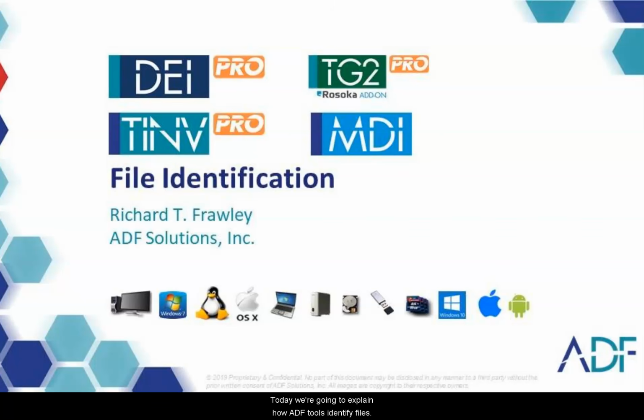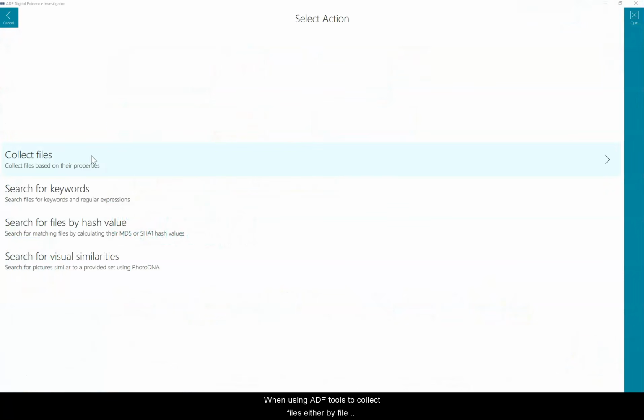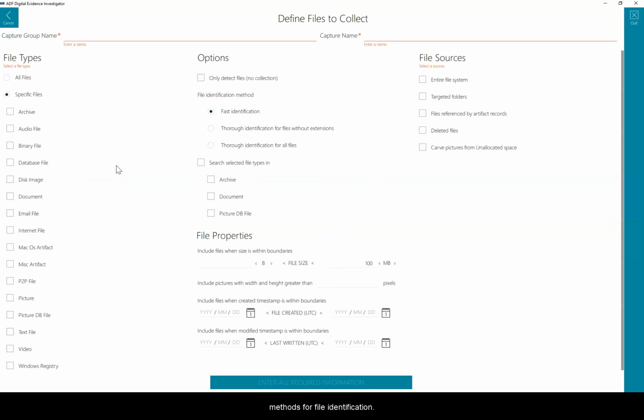Today we're going to explain how ADF tools identify files. When using ADF tools to collect files, either by file properties, hashes, or keywords, ADF tools provide three methods for file identification: fast identification, thorough identification for files without extensions, and thorough identification for all files. When creating your own file capture, it is important to know what each option will do for you.